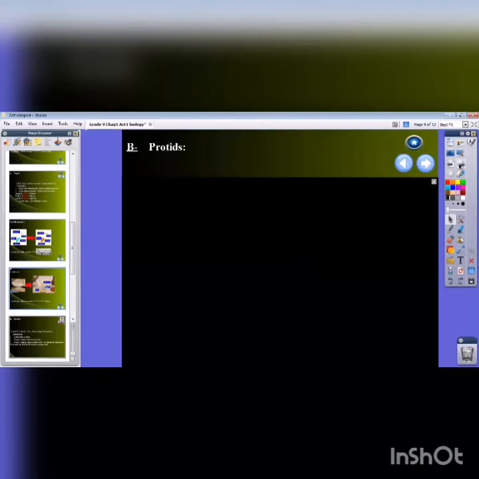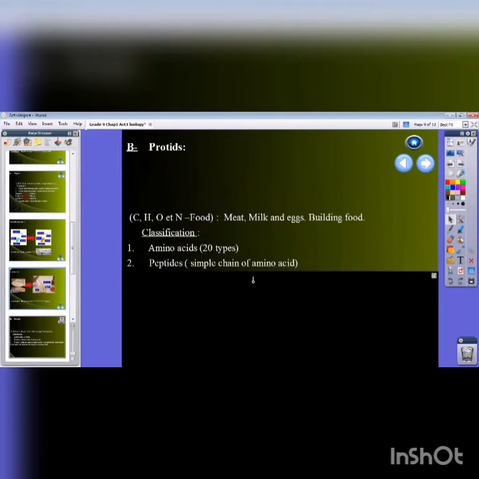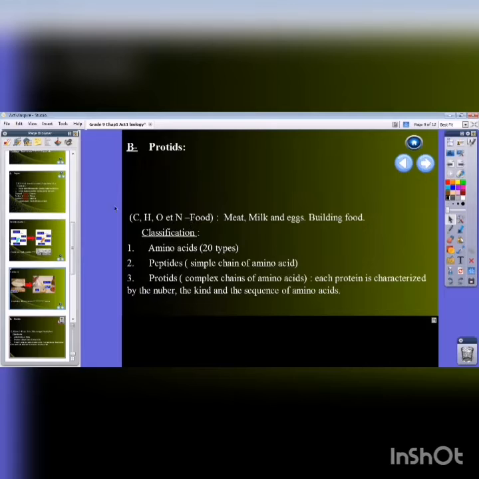Now, let's see another constituent of organic food, which is the protein. Proteins are made up of four elements, C, H, O, and N. We can find the protein in meat, milk, and eggs. Proteins are the building up food. Protein is classified into three categories or classes.